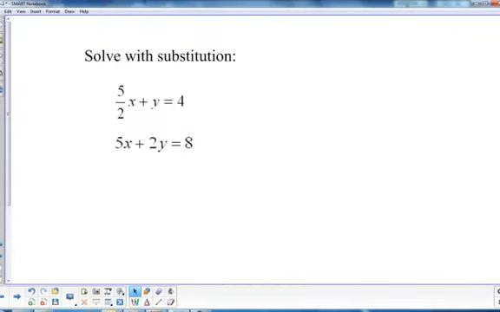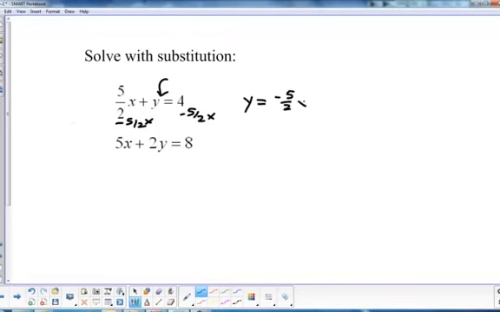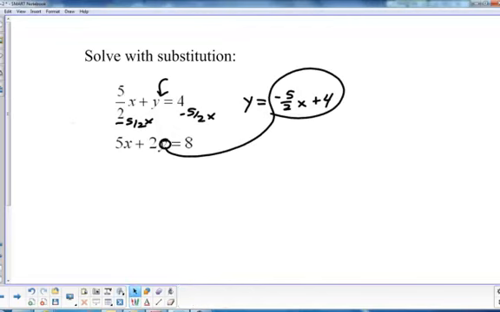All right. In this one, that y is already alone. So in order to substitute, we have to solve for a letter. So we might as well solve for that lone y through subtracting a 5/2 x. So I'm going to rewrite that first equation with y isolated. Now this y is no longer going to be a y. It's going to be what y is equal to. So I have my 5x plus 2, and then instead of y, I'm substituting in negative 5 halves x plus 4 equaling 8.